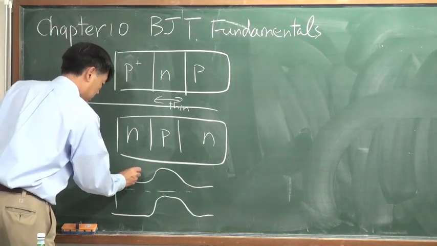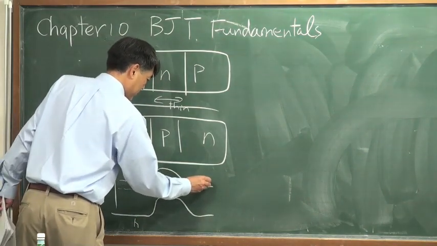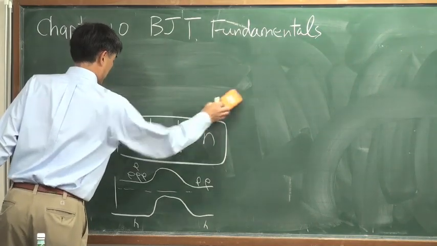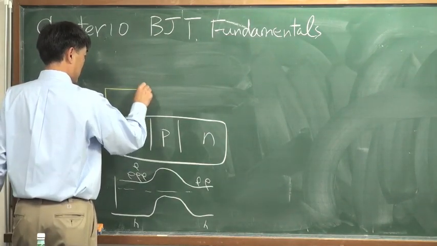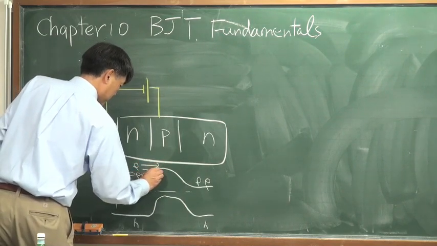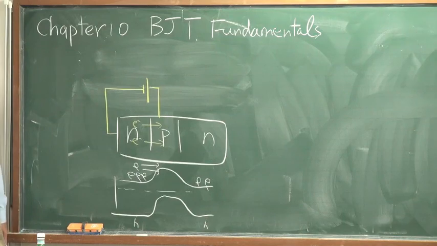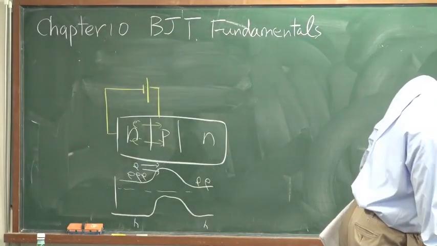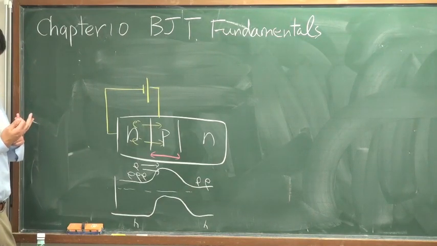And then we have lots of electrons here, some holes, electrons here, some holes. And what we do is the following. We are going to put forward bias on this region to inject electrons into this region. Okay? Electron injection. Right? However, this thickness is thinner than the diffusion length of electron.